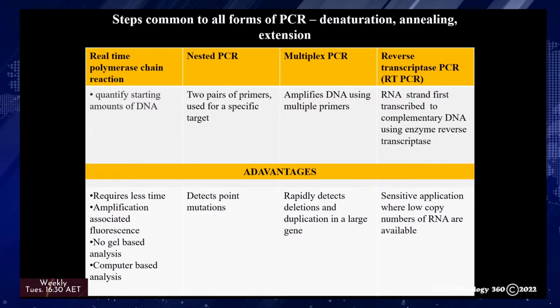Multiplex PCR amplifies DNA using multiple primers, thereby rapidly detecting deletions and duplications in a gene. RT-PCR, or reverse transcriptase PCR, uses the enzyme reverse transcriptase, making this a sensitive application to detect a low copy number of RNA.